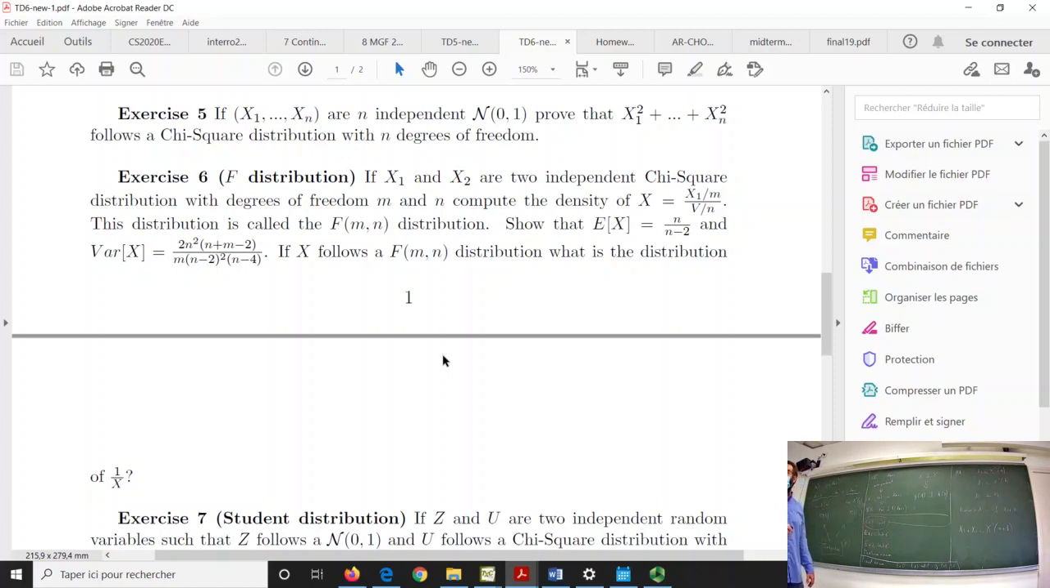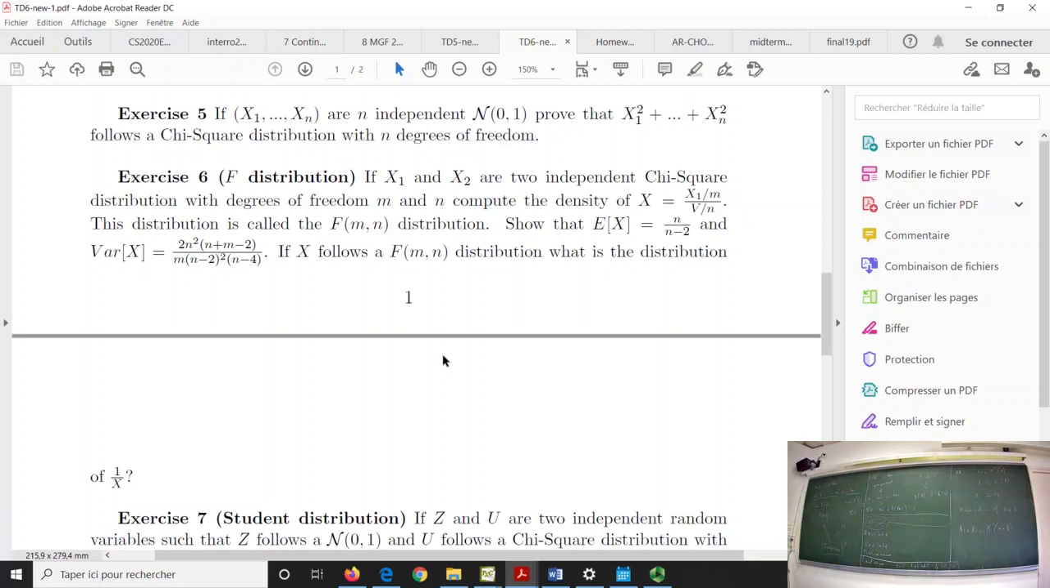Here I have a sum of the squares of n independent N(0,1). Here I have the sum of the squares of k independent N(0,1). I know that x1 to xn are independent, so the random variables involved in the sums will be independent. So when I do the sum of the two, I have a sum of the squares of n plus k independent N(0,1). So that's why I have this one. Okay, it's one very basic way to have it intuitively.